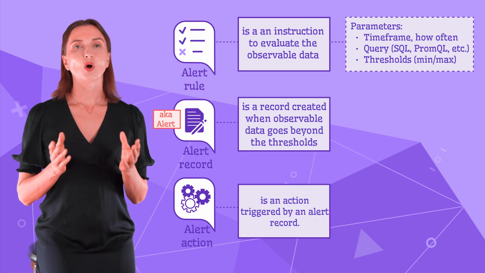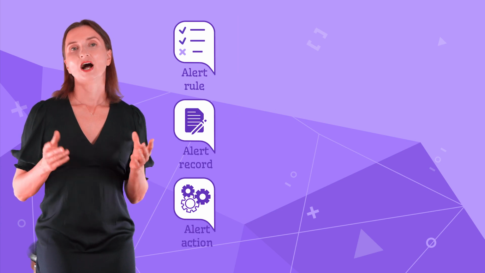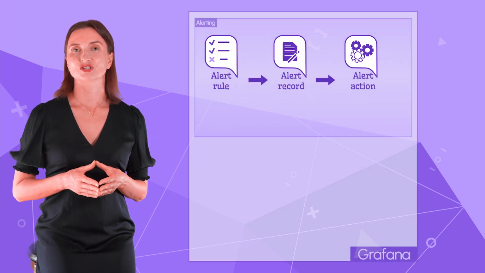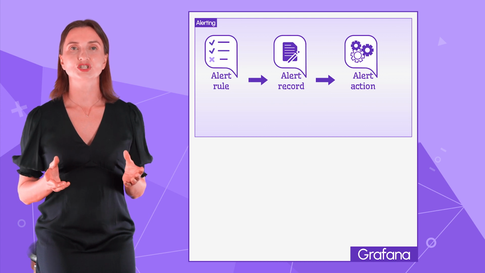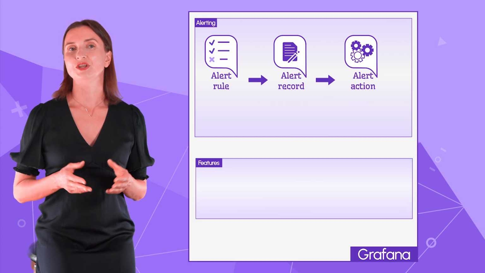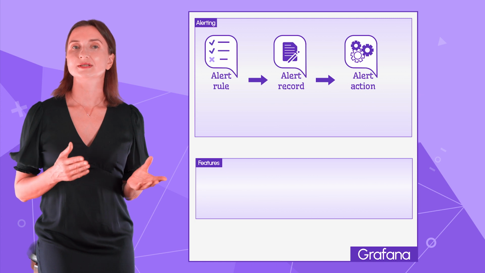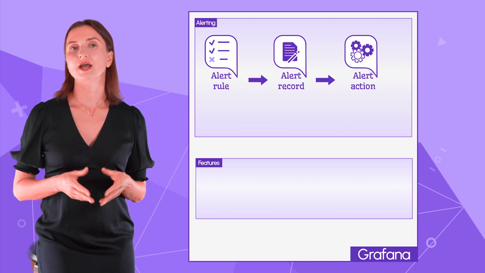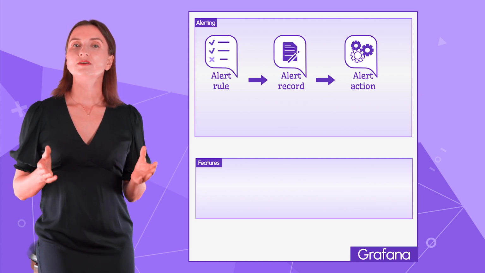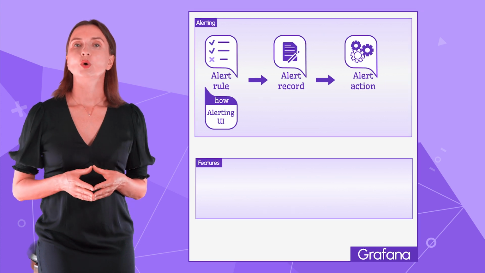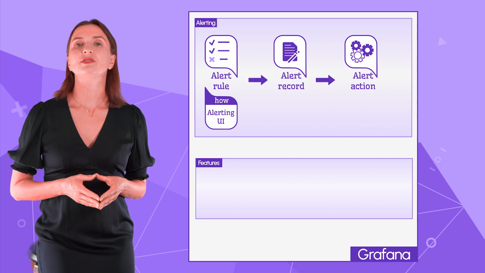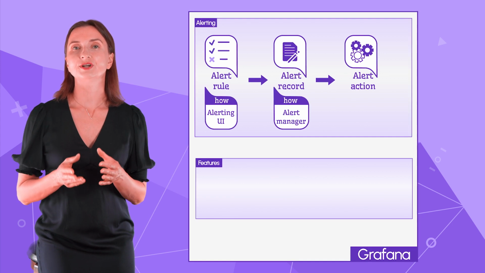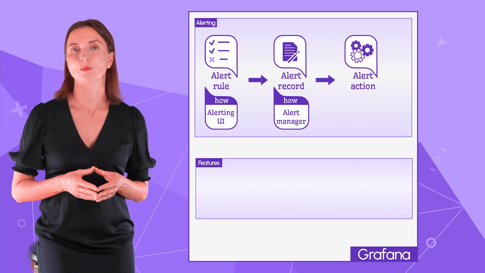Let's review how it all comes together in Grafana. Alerting is one of the Grafana features. I displayed it here as a rectangle inside the Grafana application, with the other features being here. The process starts with someone or a third-party API creating an alert rule. Grafana has an alerting UI where you can create, search, and filter existing alerts. Next, following the alert rule, an alert record is created by the Grafana Alert Manager.